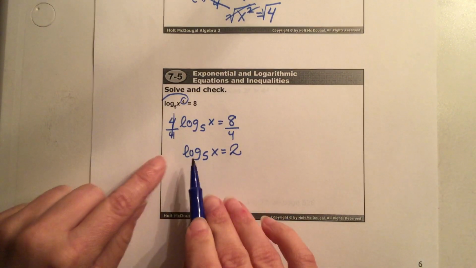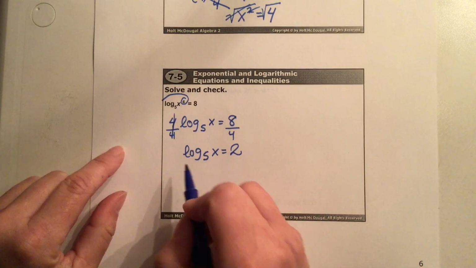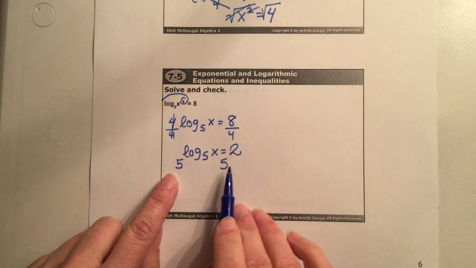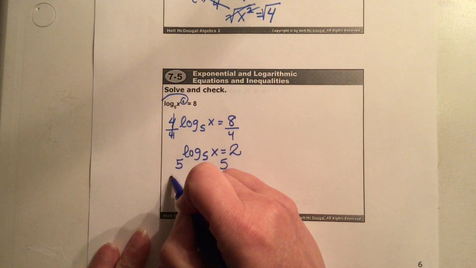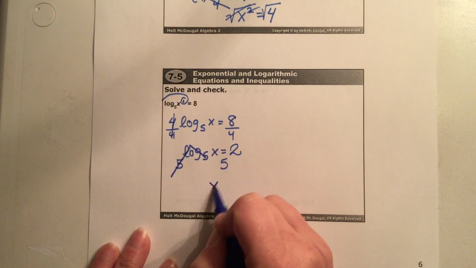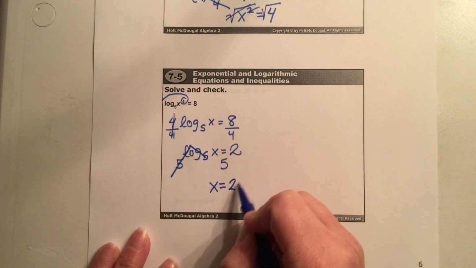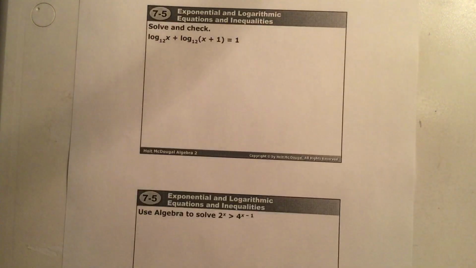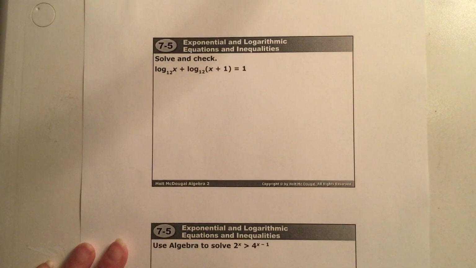Last step. If I want to cancel a log base 5, I need to give it an exponential base of 5. What you do to one side, you always do to the other. 5 to the log base 5 cancels, so x equals 5 squared is 25. Done. Guys, we're almost done. Holy smokes, last page, sad.